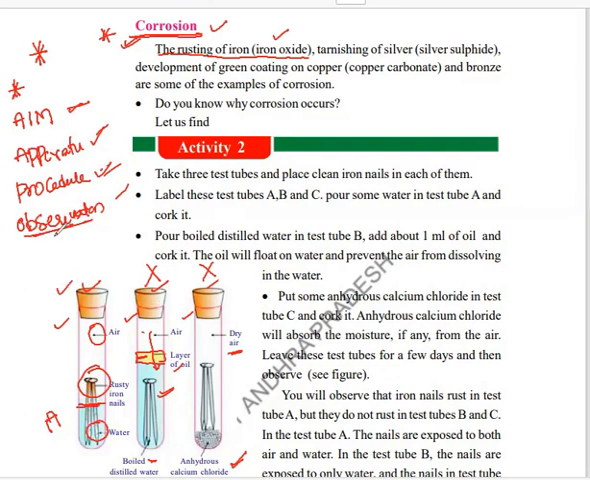In test tube A, the iron nails get rusted. Why? Because air and water are essential. Understood? This is very important for an 8 marks or 4 marks question in 10th class in the metallurgy chapter.